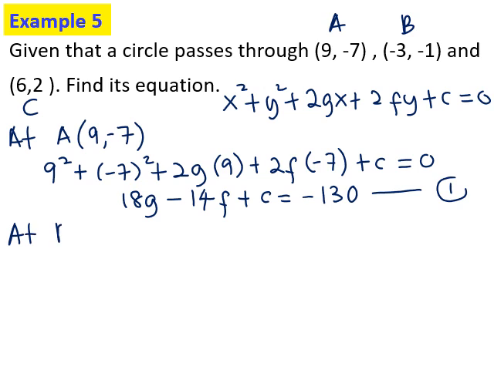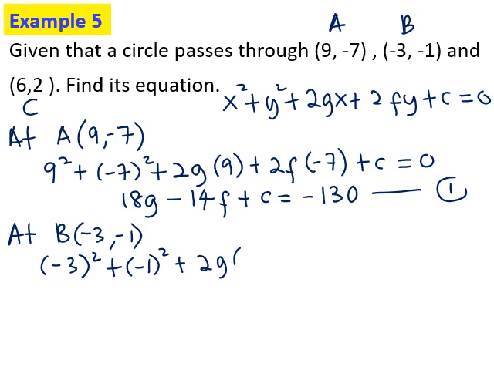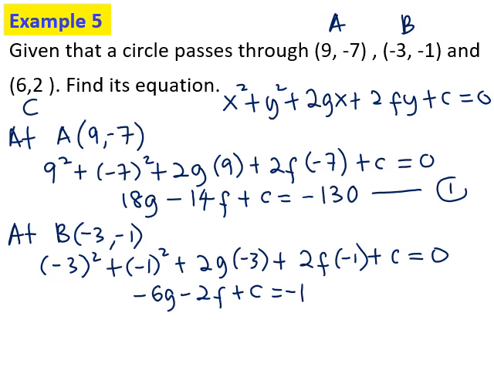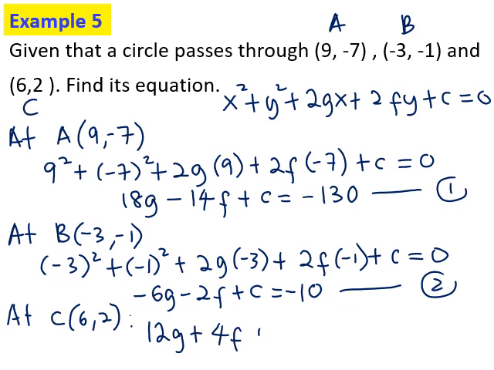And then at B, for (-3, -1), we're going to do the same thing, substitute into the general equation. Then you will have (-3) squared plus (-1) squared plus 2g times -3 plus 2f times -1 plus c equals 0. Then you simplify this, and you can get -6g minus 2f plus c equals -10. So this is our second equation here, and we're going to do the same thing for the third one here at C, where we have (6, 2). We substitute x equals 6 and y equals 2 and simplify until you get the equation 12g plus 4f plus c equals -40. So this is our third equation.